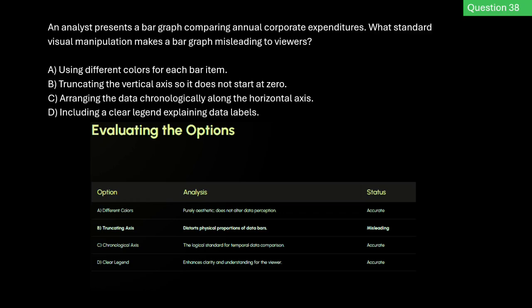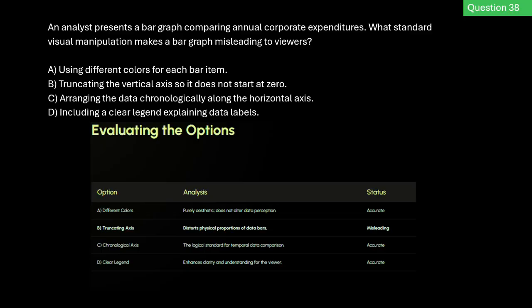Option A suggests using different colors for each bar item. Now, while too many colors can look messy, it does not distort the actual values or proportions of the data. Option C mentions arranging data chronologically along the horizontal axis. Now, this is standard best practice for tracking time-based data clearly. Option D includes a clear legend explaining labels. This acts as a guide to increase transparency and not reduce it.